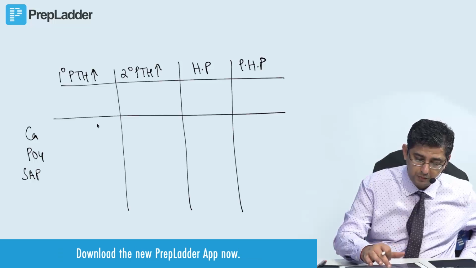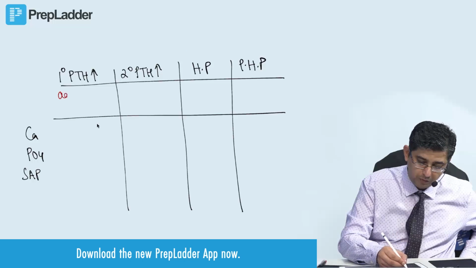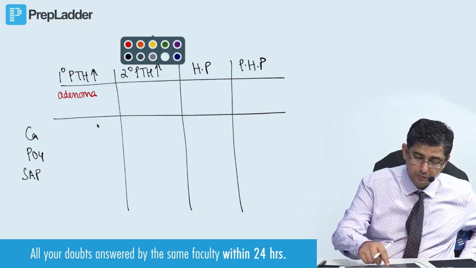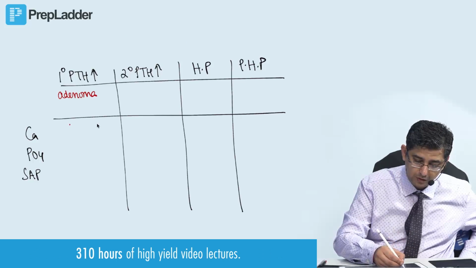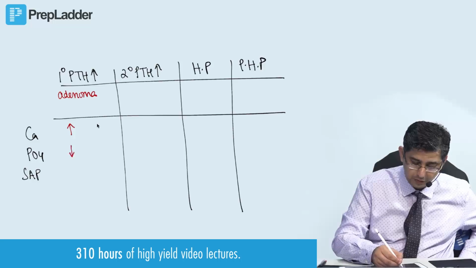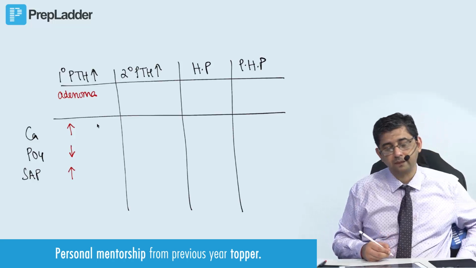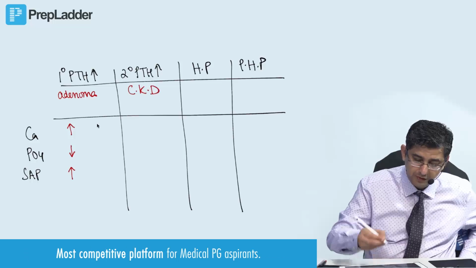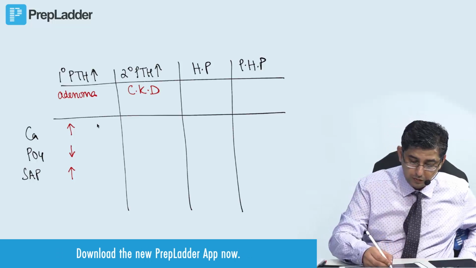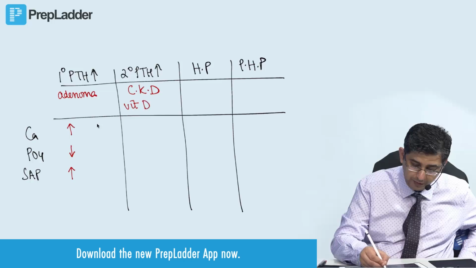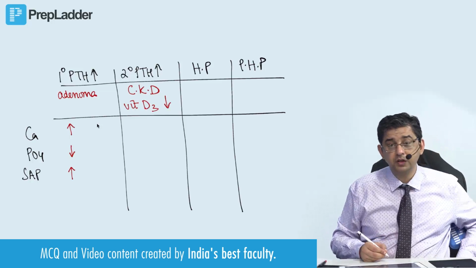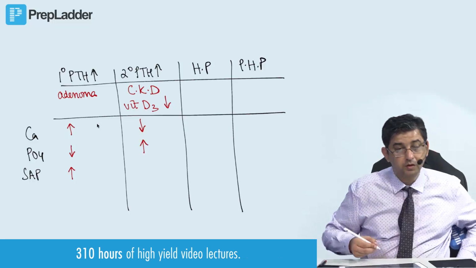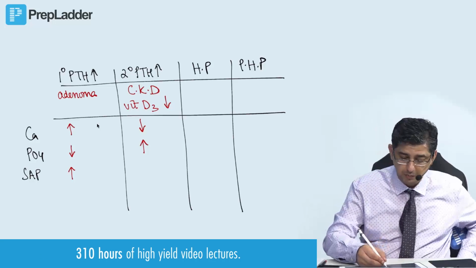In hyperparathyroidism, the cause is a tumor of the parathyroid gland of the patient, due to which there is more PTH, and therefore calcium is up, phosphate is lost in the urine, and SAP is increased. In secondary hyperparathyroidism, the cause is CKD, chronic kidney disease. This will cause less synthesis of vitamin D3, and because vitamin D3 is less in the body, there would be a deficiency of calcium, there would be a higher phosphate, inverse relation, and the SAP in the patient would be increased.